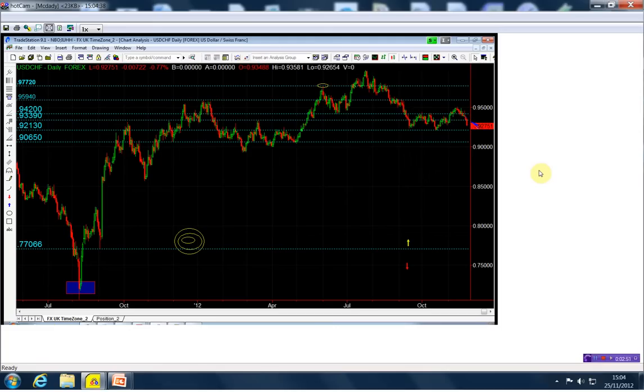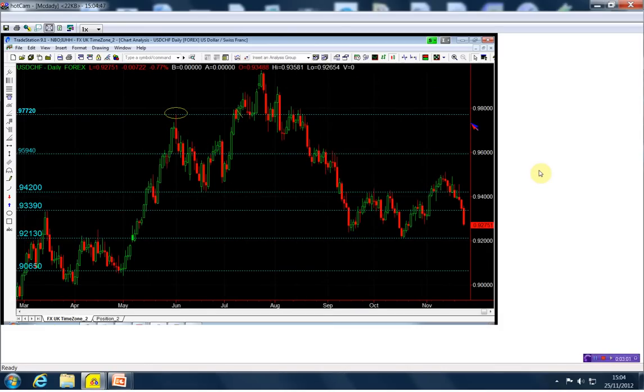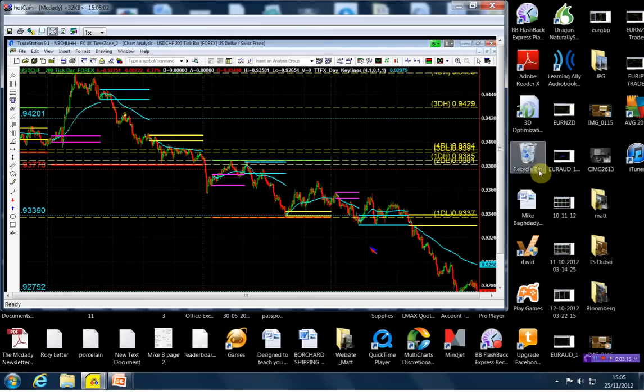as of yet we can say that this is still in a pullback. We have to look for the intraday to find the buying point. This is the 93.39. We don't have any buy signals over here.